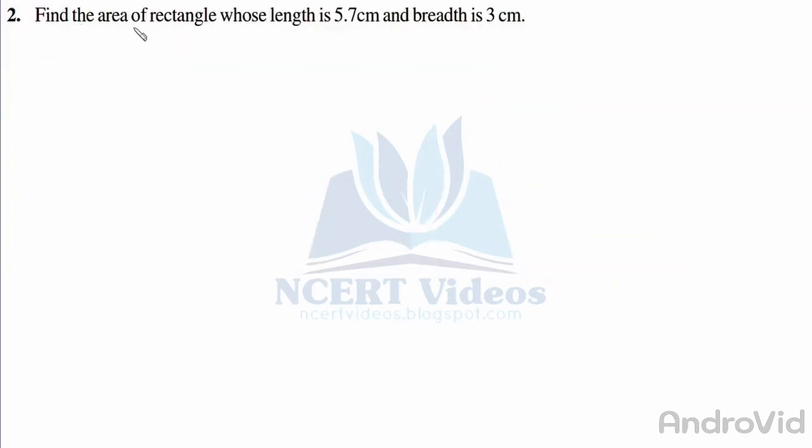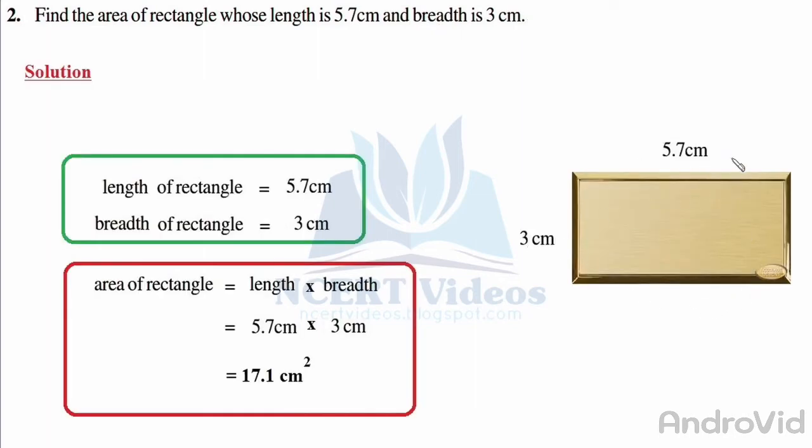Second, find the area of a rectangle whose length is 5.7 centimeter and breadth is 3 centimeter. So this is your box, you can consider it as a golden box. Then the length of the rectangle is 5.7 centimeter. Although it is a box, since it is represented in 2 dimensions only, there is no height associated with it, therefore it is a rectangle. So this is the basic difference between a rectangle and a cuboid or a box.